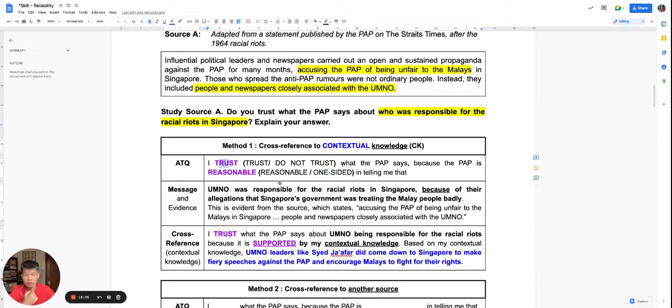So how this answer would read in a paragraph format is, I trust what the PAP says because the PAP is reasonable in telling me that. Establish the message, the inference. So this should be inference: I'm not responsible for the racial riots because of the allegations that the Singapore government was treating the Malay people badly. You trust it because what the PAP says about not being responsible is supported by our contextual knowledge.